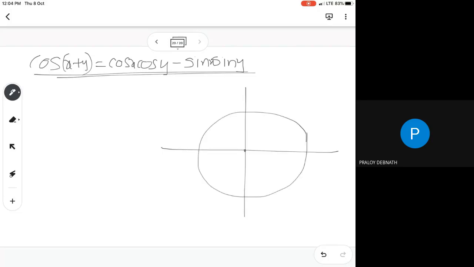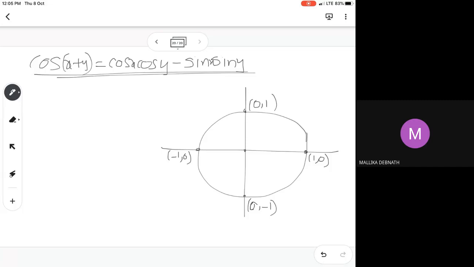So if you take the unit circle into consideration, the coordinates of the points: this point is (1, 0), here the point is (-1, 0), this point is (0, 1), and this point is (0, -1). Tell me what is this point? (0, -1).